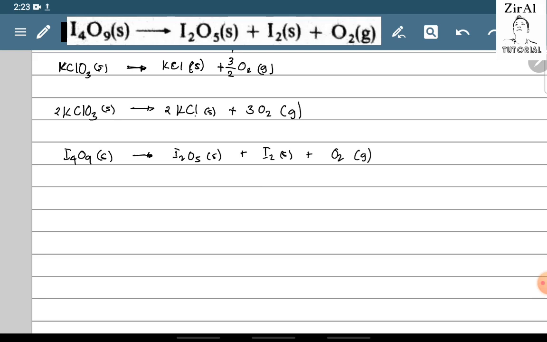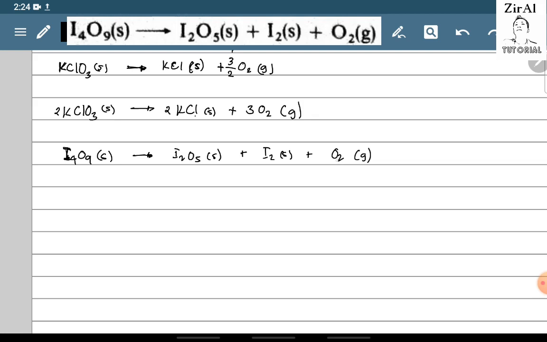So basically, again from left to right, I4, you have 4 atoms of iodine. You have 2 atoms of iodine. You have 2 atoms of iodine, so you have 4. How about oxygen? You have 9 atoms of oxygen. How about for this one? You have 5, so basically you still need 4.